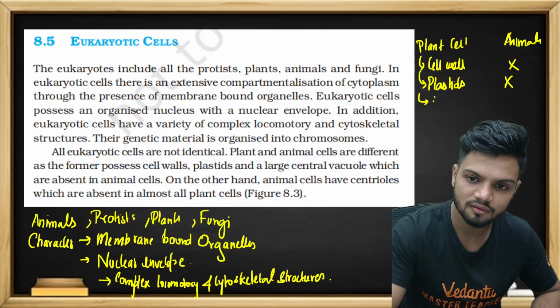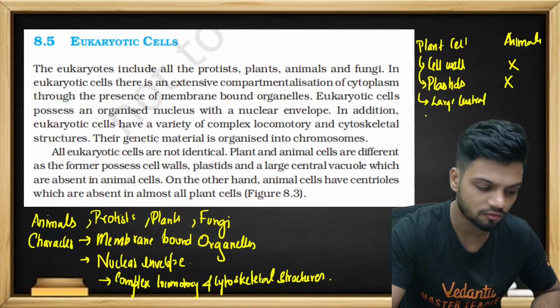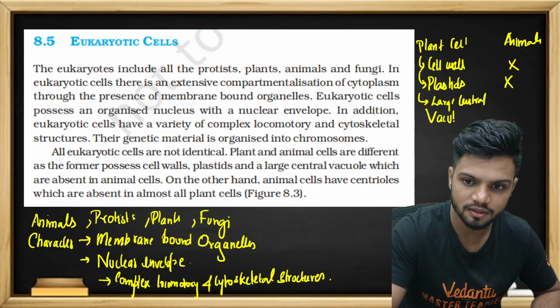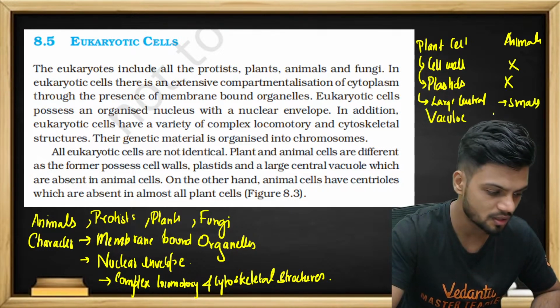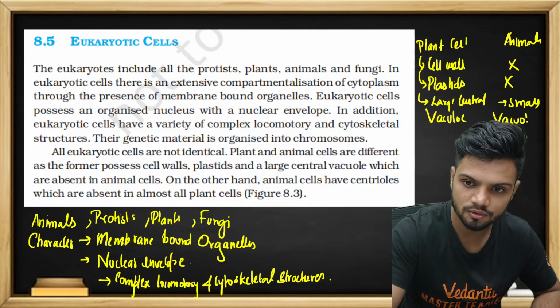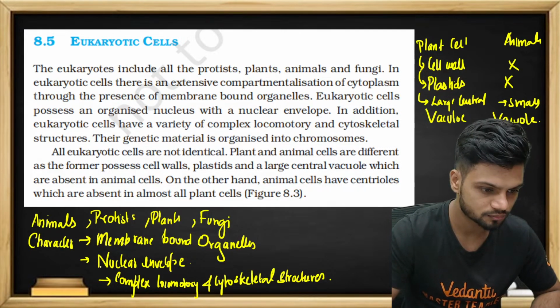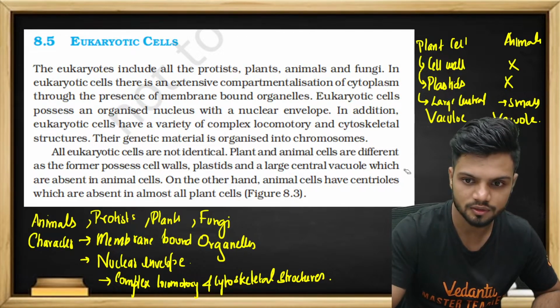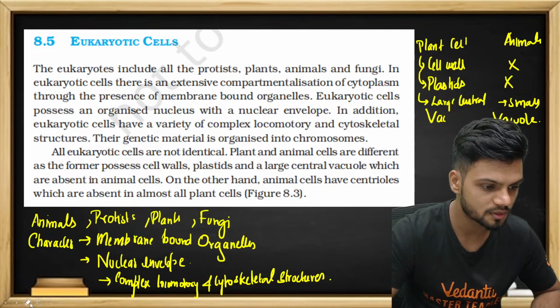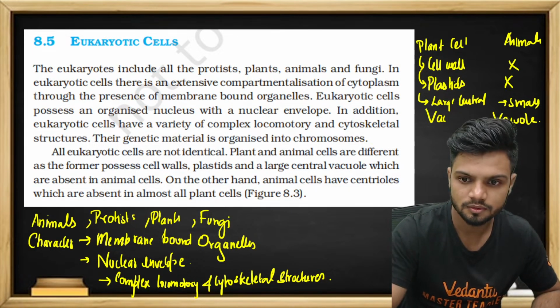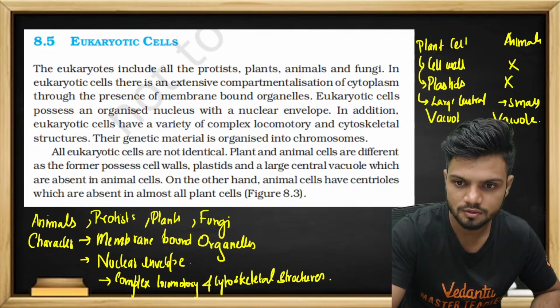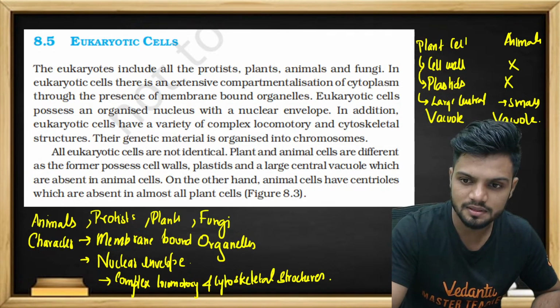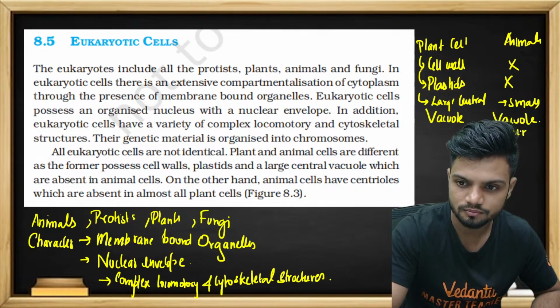Plant cells will have a large central vacuole. Here, there will be a small vacuole. Small vacuole. Now, in the case of animals, they have a separate structure called a centriole, or centrosome.